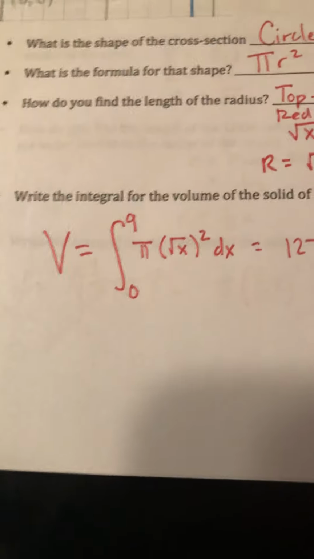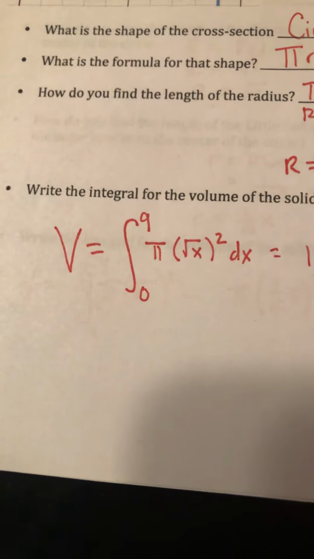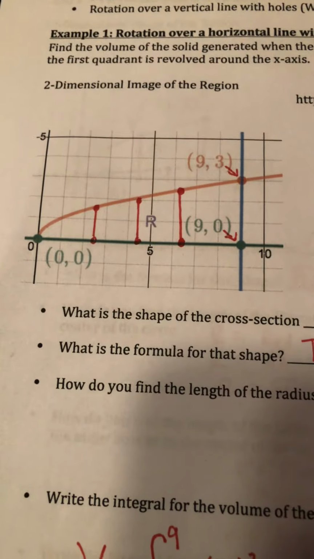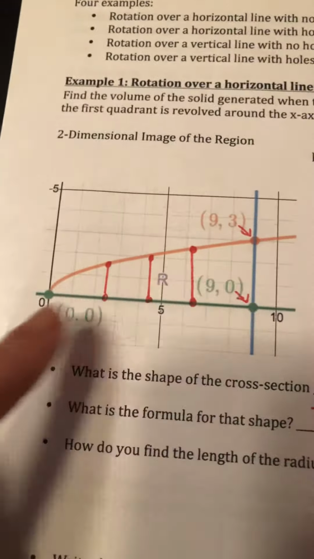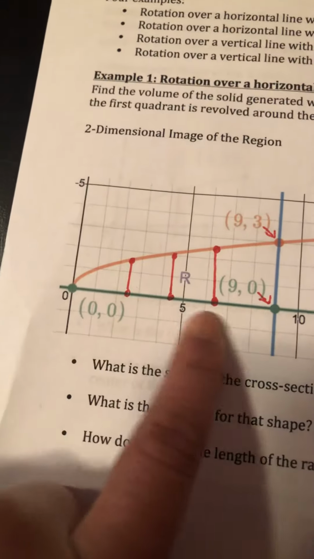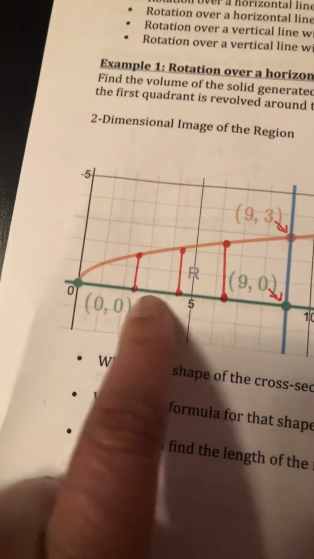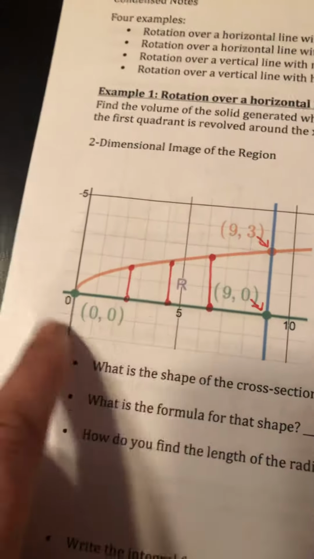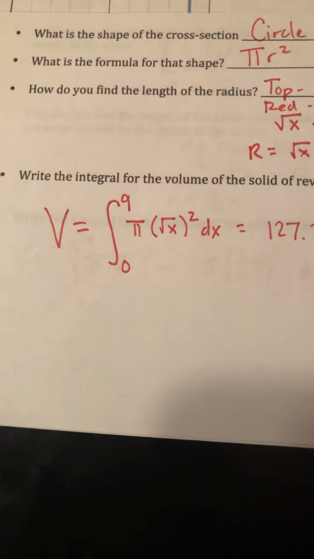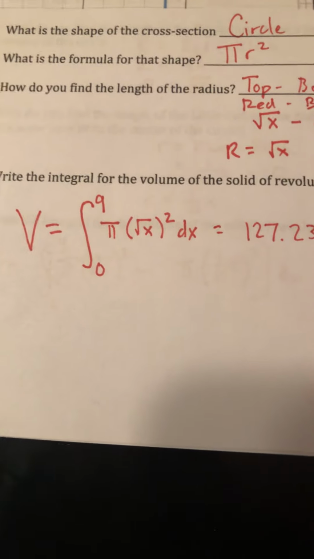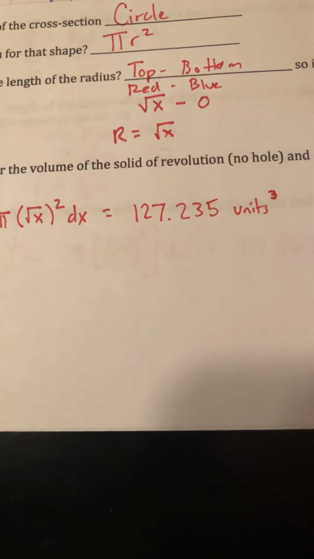So volume equals the integral from 0 to 9 of pi r squared, and the radius of this shape is the top function minus the bottom function. So the square root of x, this red shape, minus the bottom function, which was the x-axis, which is y equals 0. So the square root of x minus 0 is my radius. Volume equals the lower bound to the higher bound of pi r squared. Get our answer and move on.